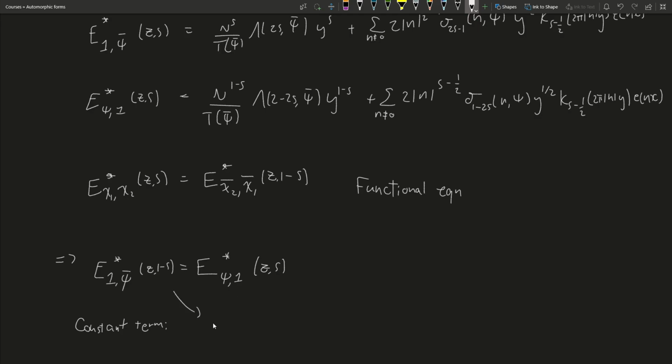So the constant term here is going to be n, and then I'm going to write 1 minus s instead of s. So it's n of 1 minus s over tau of psi bar times the completed Dirichlet L-function of 2 times 1 minus s, so that's 2 minus 2s, psi bar, and here you have a y to the 1 minus s. And that's equal to the constant term here, right? That's exactly this term. So the constant term satisfies this functional equation automatically.